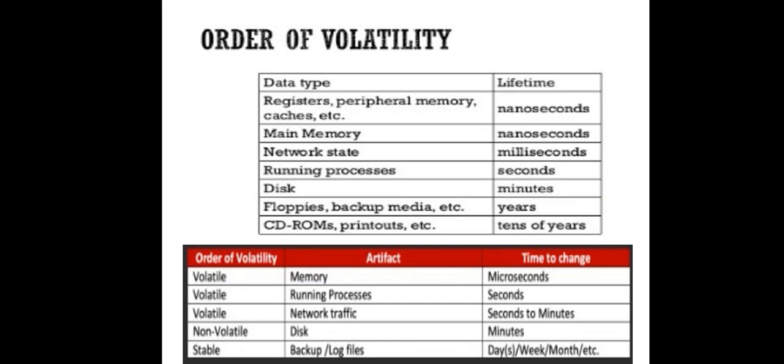Now the order of volatility and their lifetime we will see. Registers, peripherals, memory and caches have a lifetime of some nanoseconds. Main memory also has a lifetime in nanoseconds. Network state in milliseconds. Running processes in seconds. Disk in minutes. Floppies, backups or media in years, and CD-ROM and printouts in tens of years. So in the same sequence as per their volatility, data has to be collected.